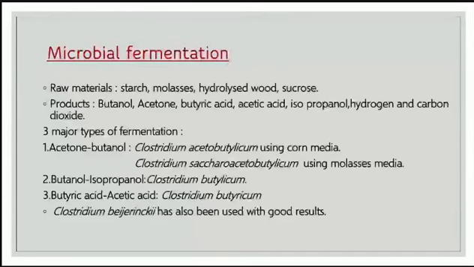Mainly, three major types of fermentation are carried out by the Clostridium species: acetone butanol fermentation, butanol isopropanol fermentation, and third, butyric acid acetic acid fermentation. Acetone butanol fermentation is carried out by Clostridium acetobutylicum using corn media. Next, Clostridium saccharoacetobutylicum using molasses media. Butanol isopropanol fermentation is carried out by Clostridium butylicum. Butyric acid acetic acid fermentation is carried out by Clostridium butyricum. Clostridium beijerinckii has also been used with good results.